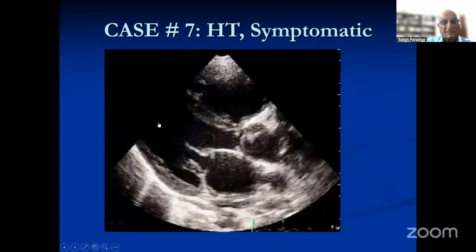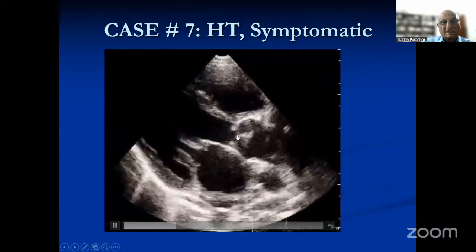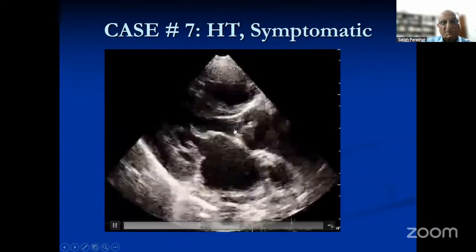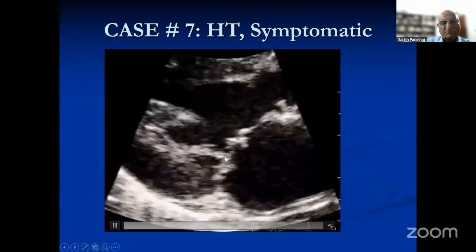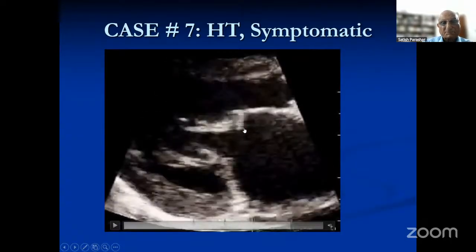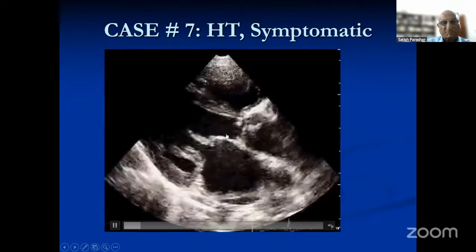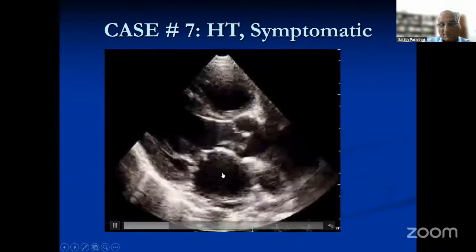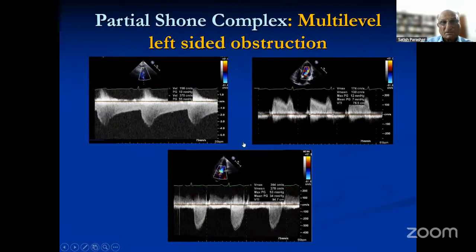Now, this is again, as you see, hypertension is symptomatic. There is obstruction at the level of mitral valve, aortic valve, subaortic membrane, submitral membrane, supra-aortic membrane. And again, at two levels, there was an obstruction. And then there was a coarctation of the aorta. So this was a partial Shone complex.